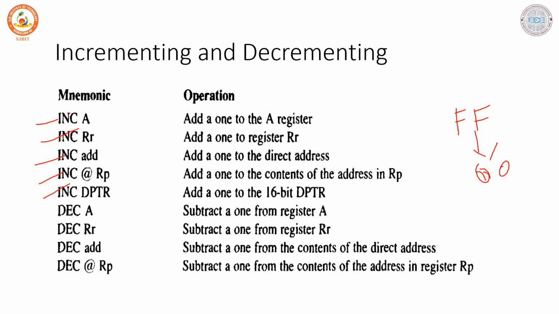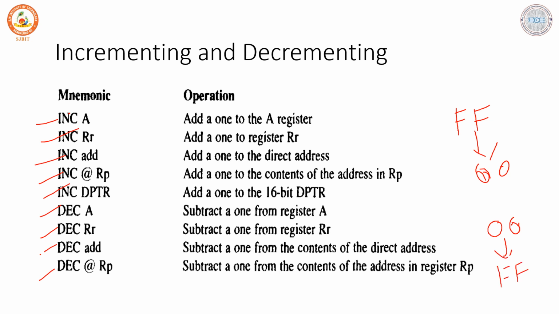We have certain decrement operations like decrement accumulator, register content, and decrement at RP. In these, the value of the destination is decremented or subtracted by 1. Whenever we are performing the decrement operation, if the register content goes below 00, then it rolls over back to FF. That means 00, if you decrement it, goes back to the FF value.